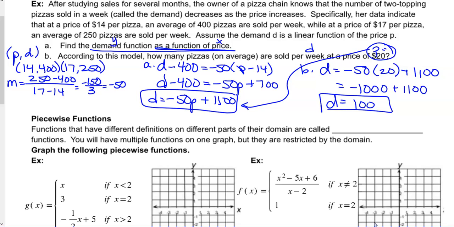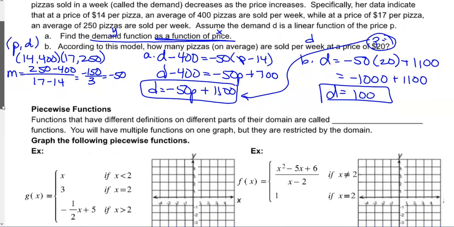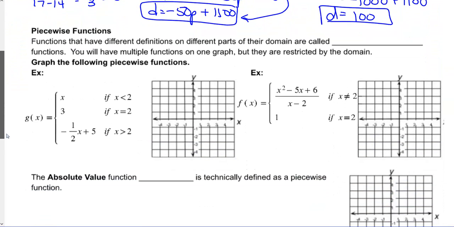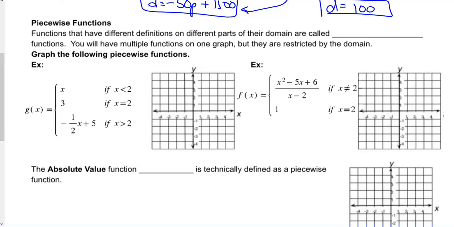So that's the review on just the lines and the linear functions, but we're now going to move and evolve into piecewise functions. If I were to break that apart into its first term, piece, we are going to piece a bunch of functions together to make a new function, okay? Functions that have different definitions, different equations for different parts of their domain are what we call piecewise functions.